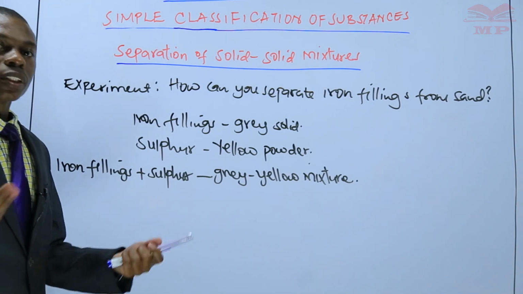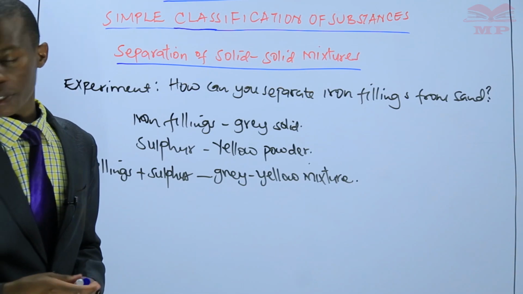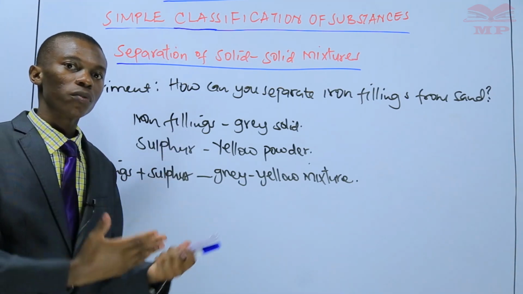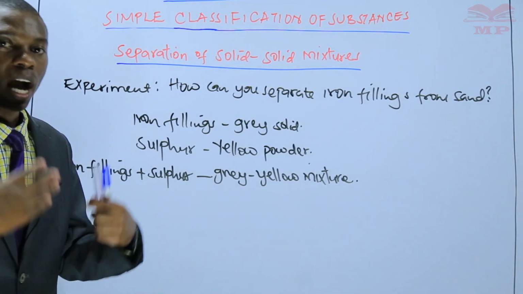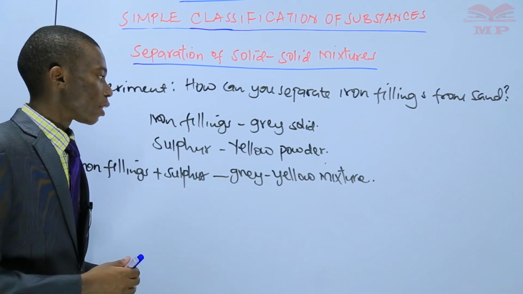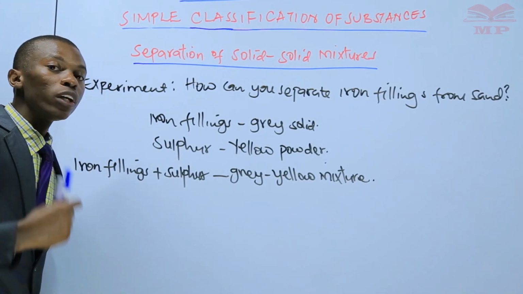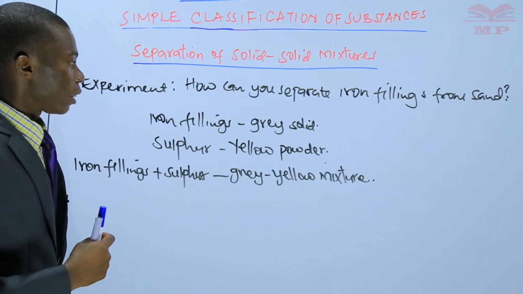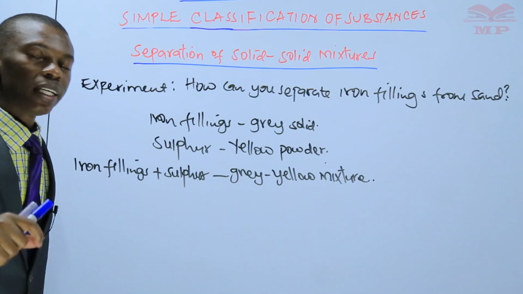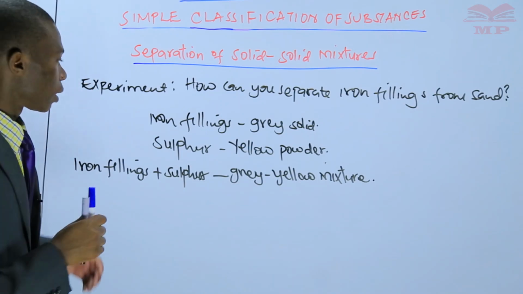Then if you put this mixture of iron filings and sulfur on a piece of paper and spread it, and then hold a magnet over the mixture, the magnet will attract the gray solid only, and you will be left with the yellow solid.